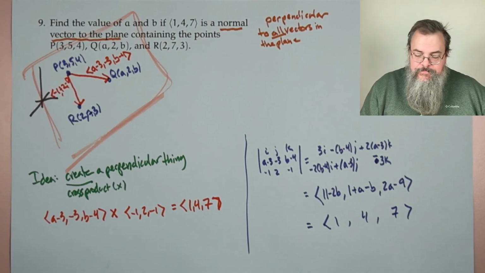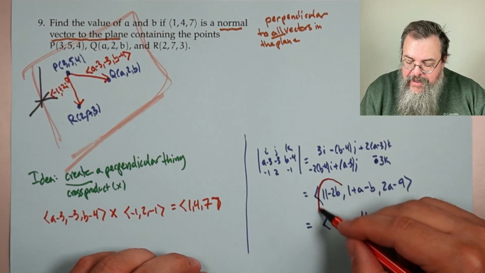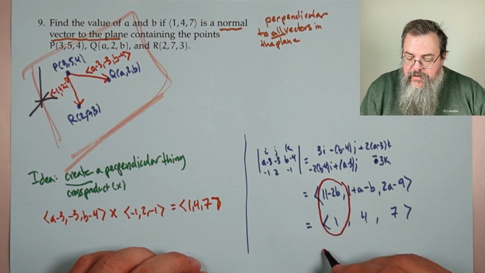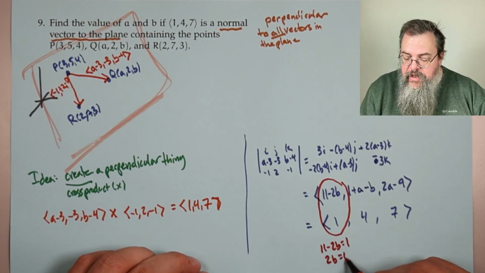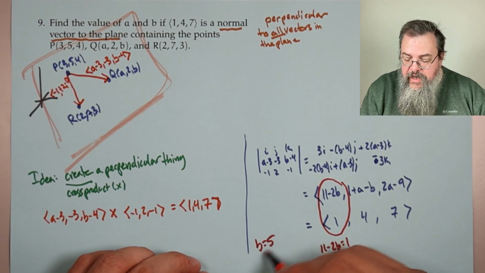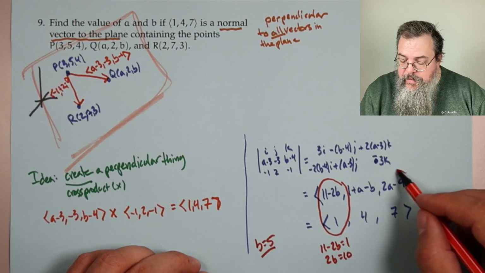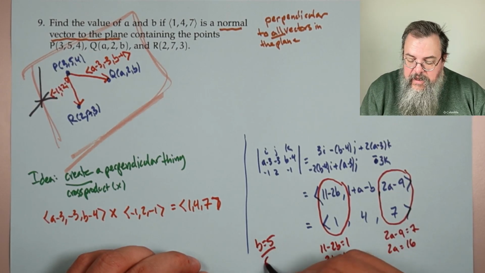All right. Well, we compare. We say, oh, hey, that better line up. So 11 minus 2b better be equal to 1, right? So that says 2b has to equal 10, or that tells us that b has to be 5. And then we say, oh, what about this last slot? Well, we get 2a minus 9 has to equal 7, or 2a has to equal 16. So what is a? A has to equal 8.